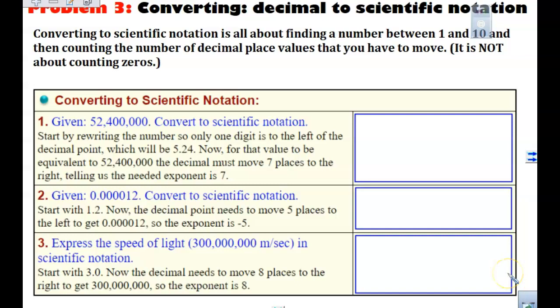Top of the next page. We are looking at converting. When you are asked to convert, scientific notation is all about finding the number between 1 and 10 and then counting the number of decimal places that we need to move it. So we're given this pretty big number. Should my exponent be positive or negative? Big number. Positive.